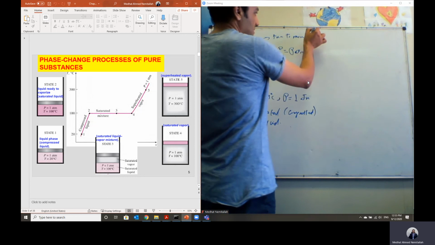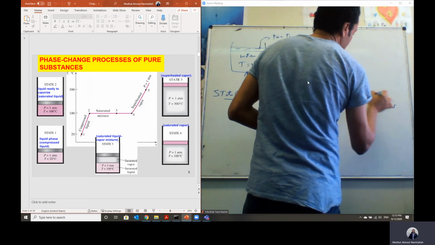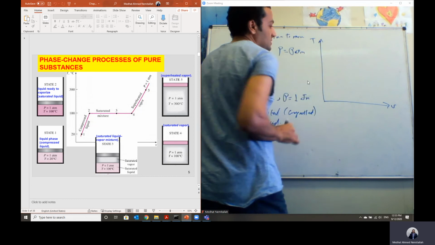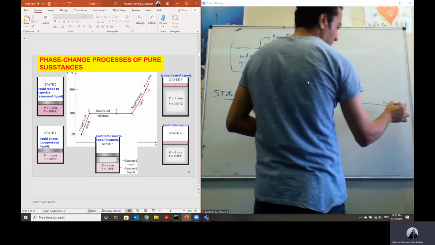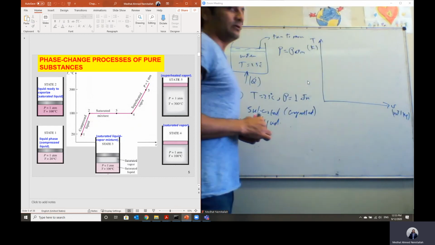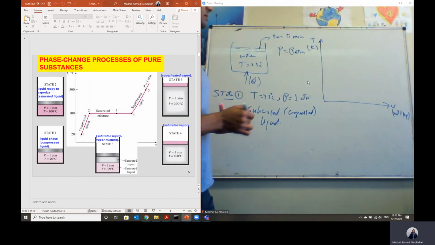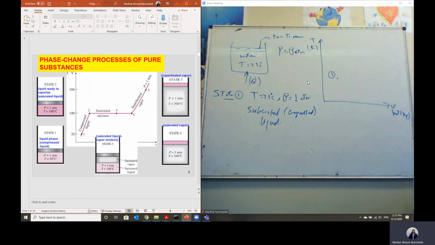Let's look at this process of phase change on the phase change diagram, the temperature-specific volume diagram. Usually the temperature will be in Kelvin and the specific volume is in meter cubed per kilogram. And let's represent this state number 1 on this curve. Let's say this is state number 1.